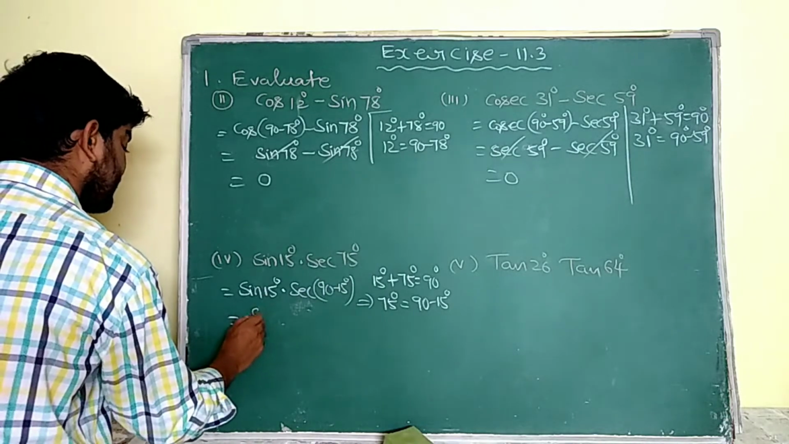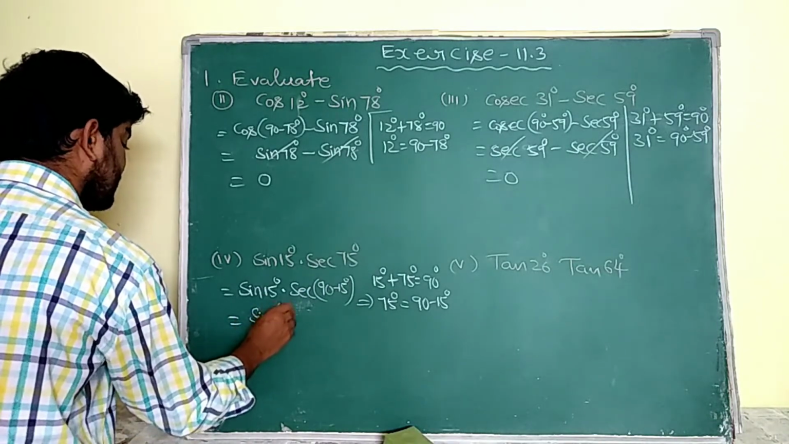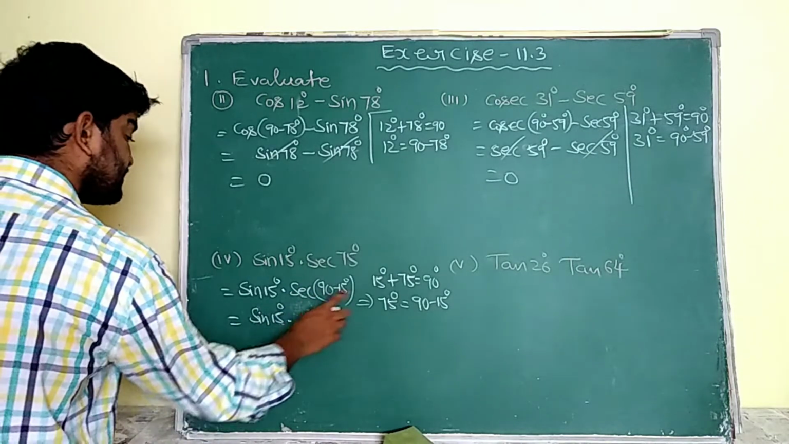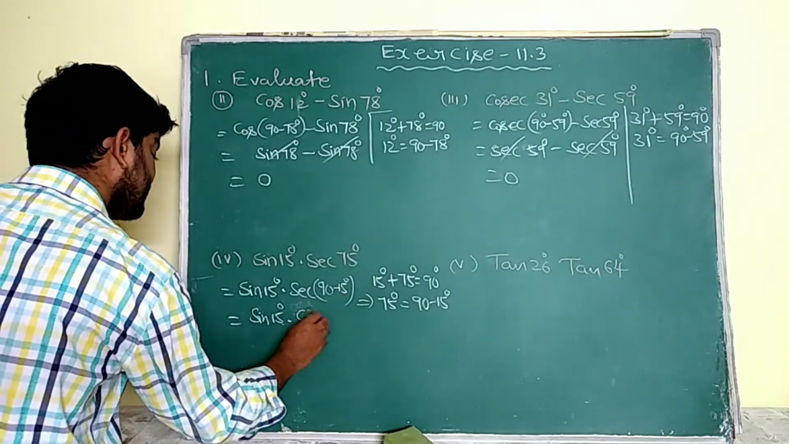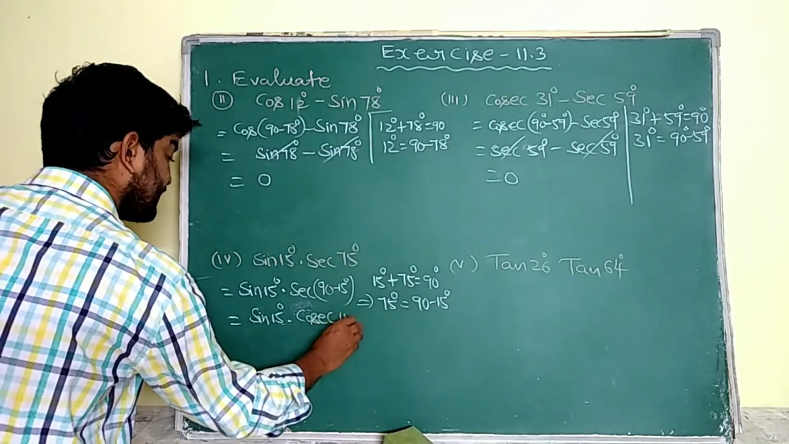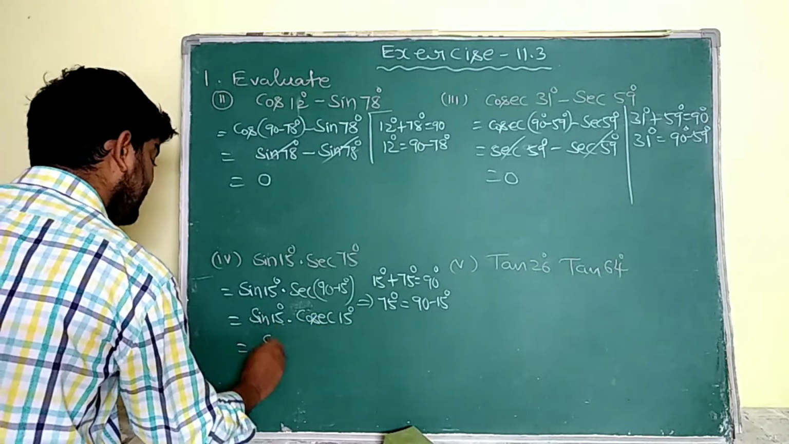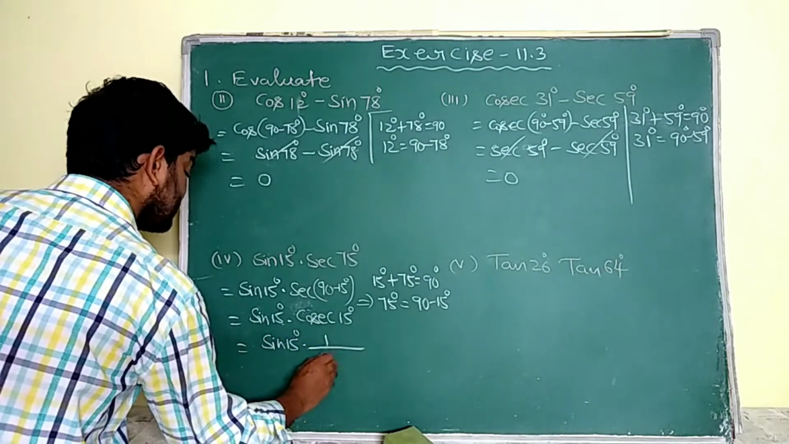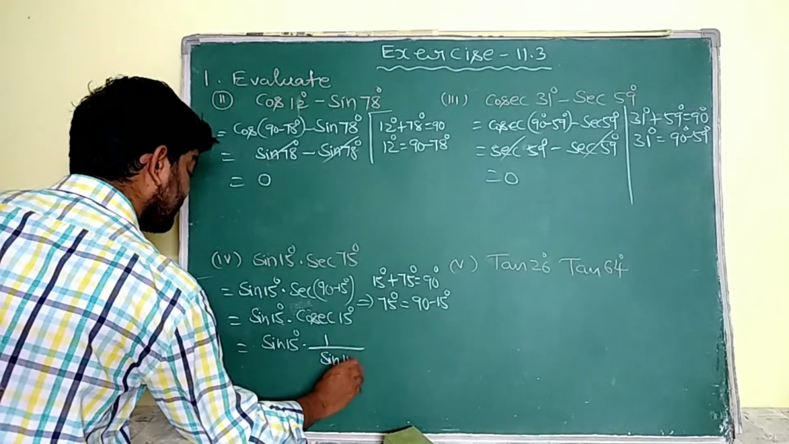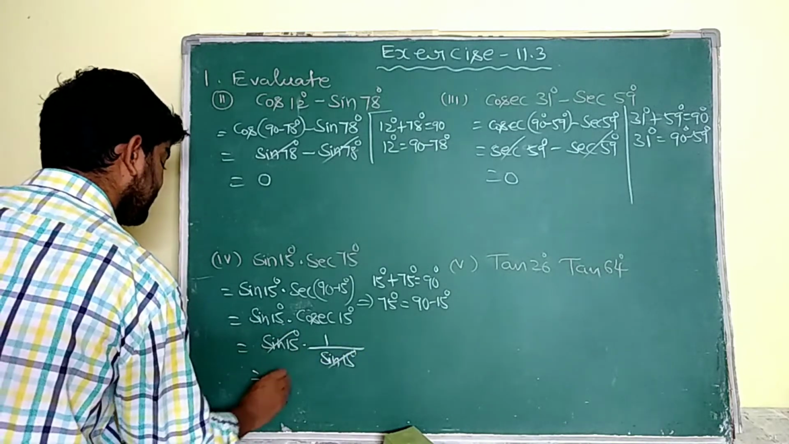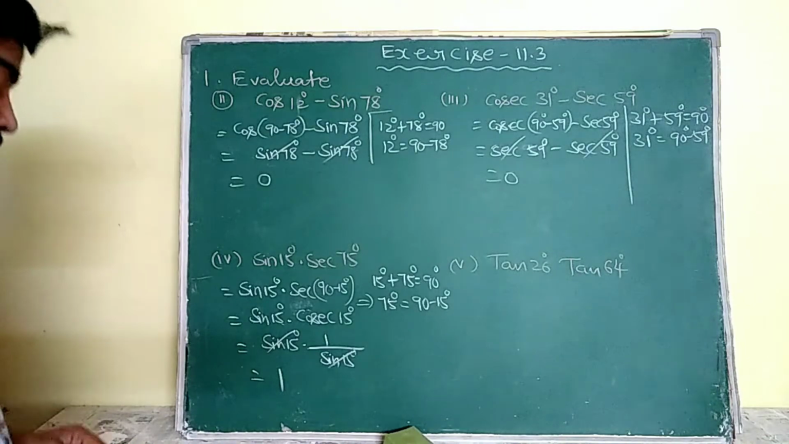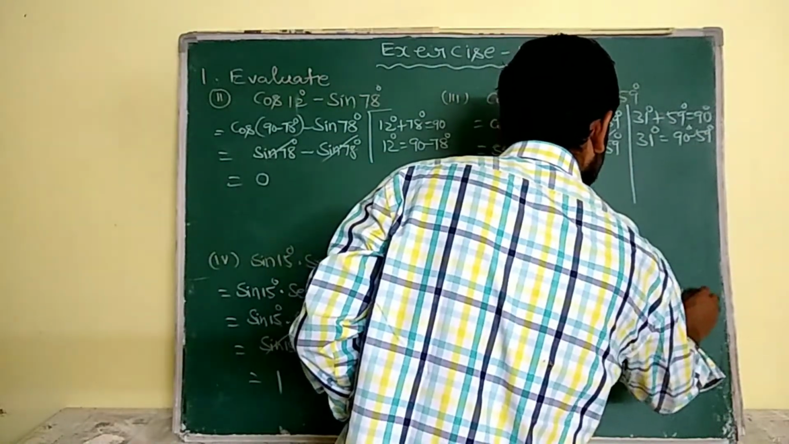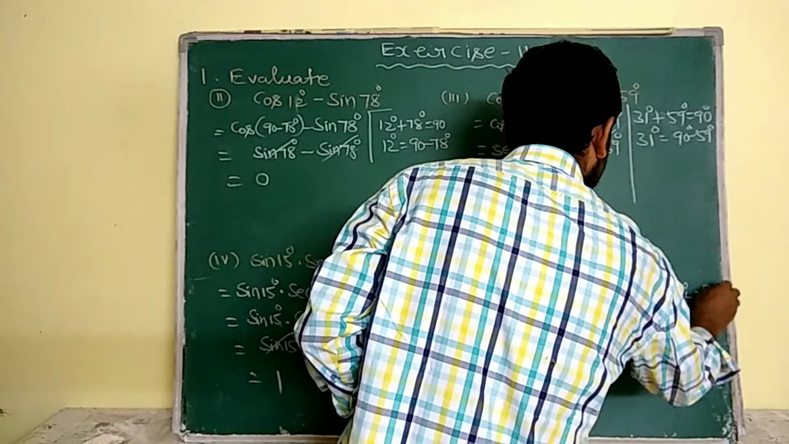So, sin 15 as it is, I am going to write secant of 90 minus 15 degrees. We know that secant of 90 minus theta means cosecant theta. That is cosecant 15 degrees, and sin 15 degrees as it is. And 1 by cosecant 15 means 1 by sin 15 degrees. Sin 15 are going to be cancelled. Its value is 1.